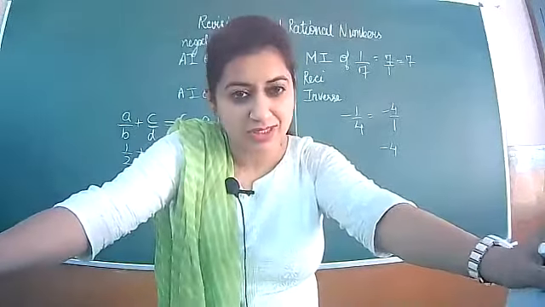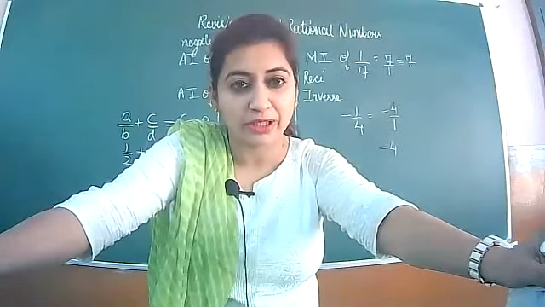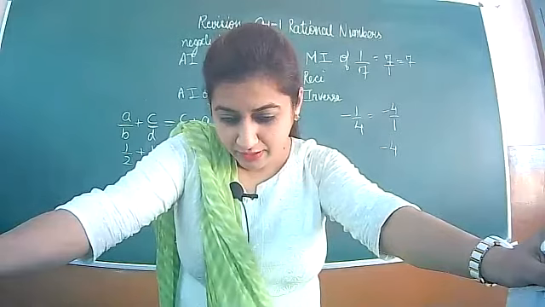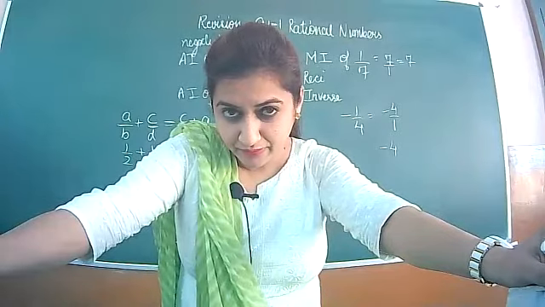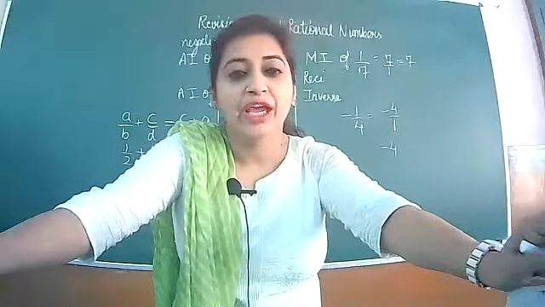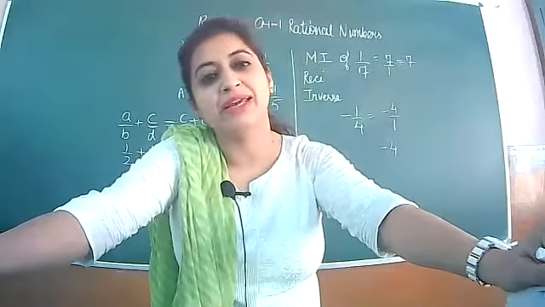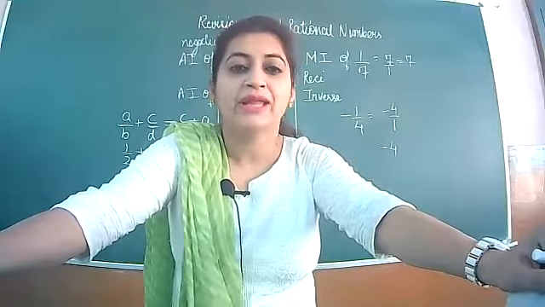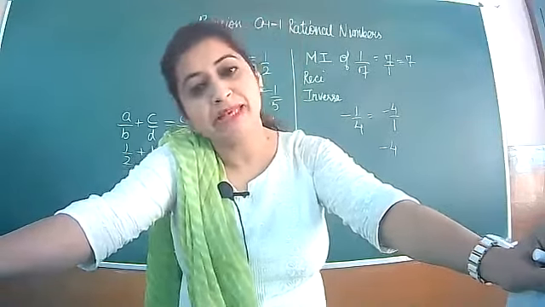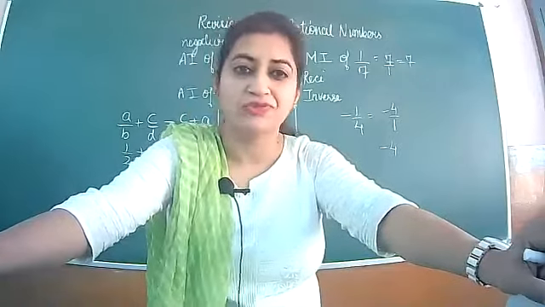What do you mean by closed? Ma'am, whose sum can be done. You can speak in this way: if you take two rational numbers, then their sum will also give you a rational number. That means the closure property holds for addition.